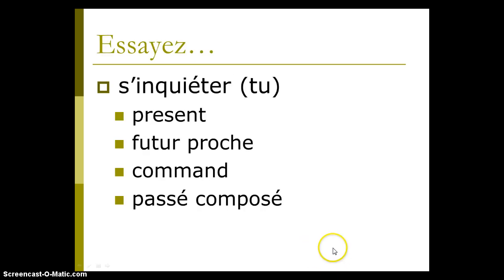Alright, for some extra practice, I've given you a verb, s'inquiéter, in the tu form. What I want you to do is conjugate it in the present, in the futur proche, remember that's aller plus the infinitive, in the command form, and in the passé composé. Once you've done that, go back and make them all negative. So you should have 8 answers. And we'll go over them tomorrow en classe.